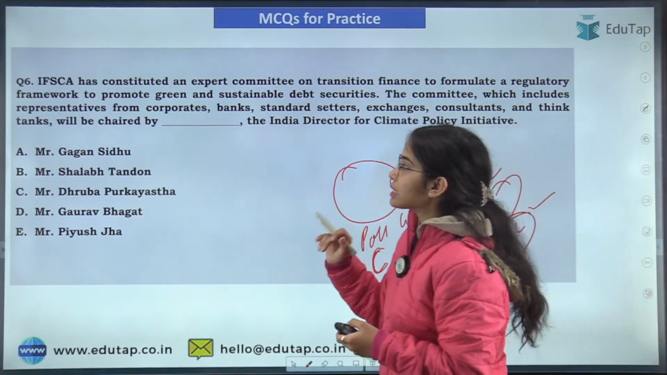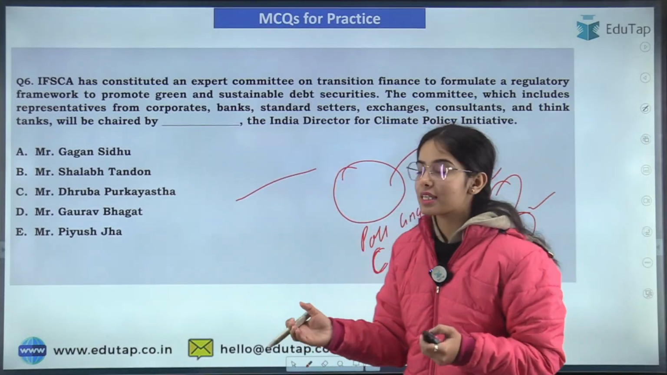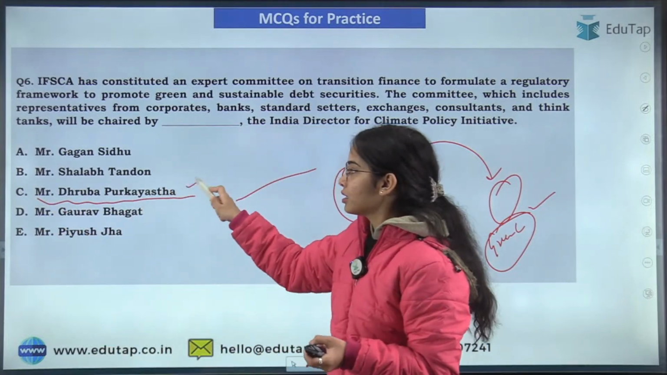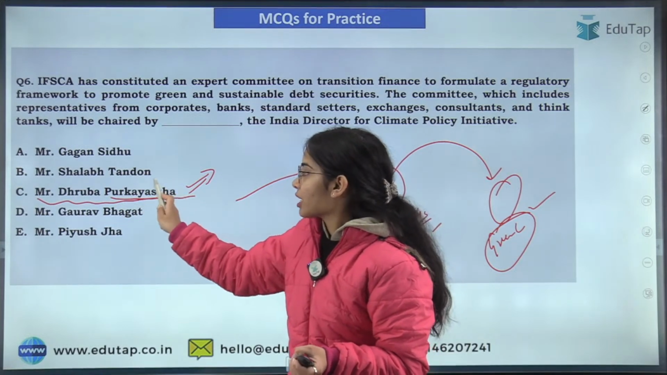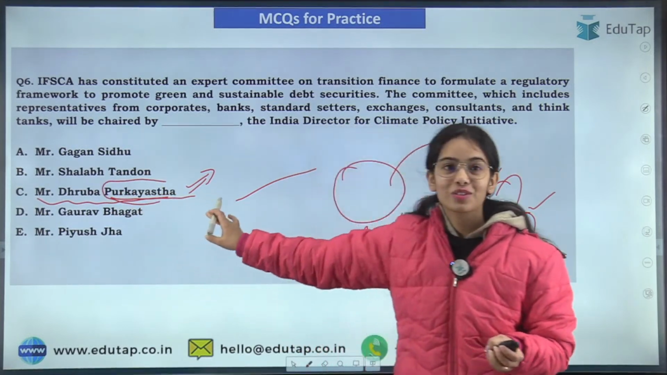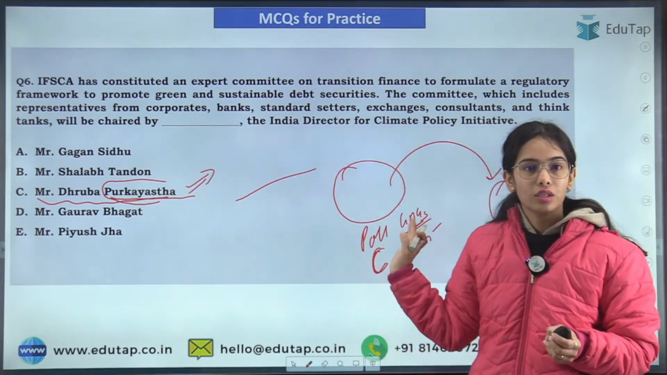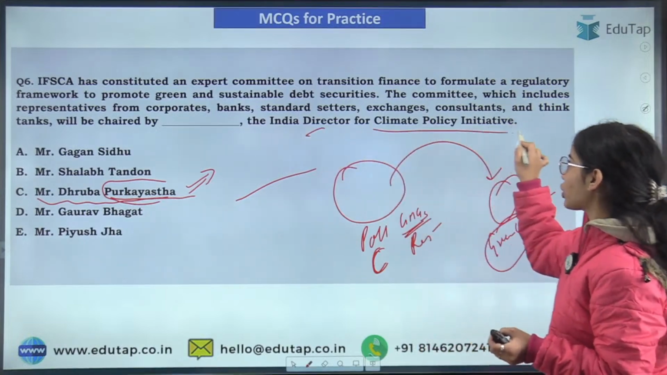Okay, so who is the chairman of the committee? Everyone is giving the answer C, and that is absolutely correct. It is Mr. Dhruva Purkayastha. If I am pronouncing it wrong, sorry for that. But Mr. Dhruva is the chairman of the committee, and he is the India director for the Climate Policy Initiative.